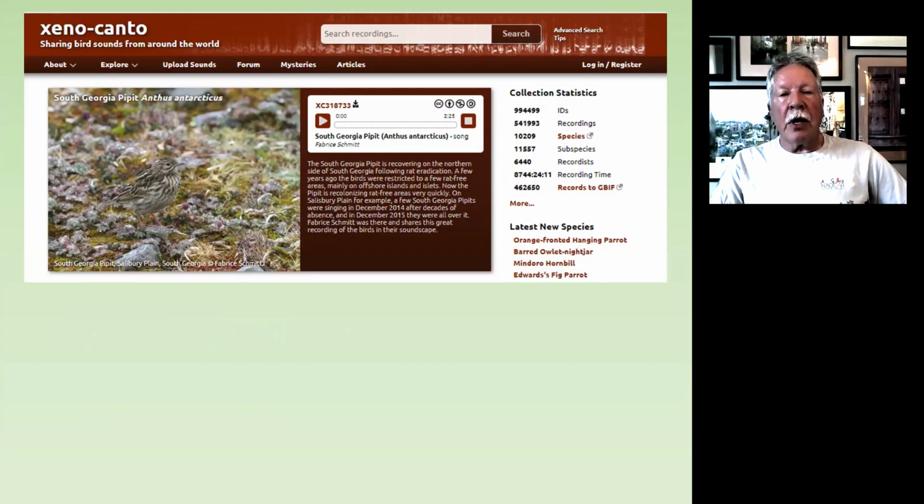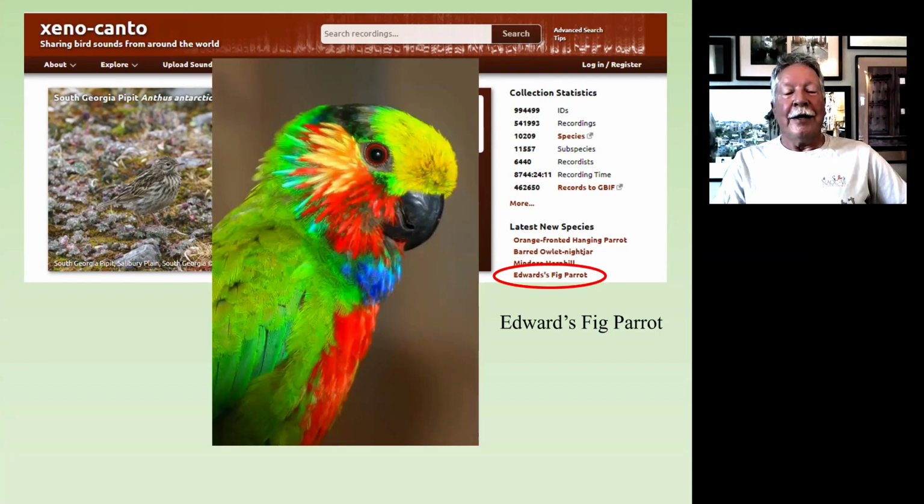So comparing similar songs, I want to give credit to Xeno-canto. That's where I get all my bird vocalizations. It's a global database, and they just passed 10,000 species in the database. So that's most of the species on Earth, which is absolutely incredible. One fun thing about going to Xeno-canto is right there on the right, it says latest new species, and they list some things. And today it was Edwards's fig parrot, which I have never even heard of. So you think, okay, let's see what Edwards's fig parrot looks like. And wow, there's another bird I just discovered that I knew nothing about. This bird's in New Guinea.